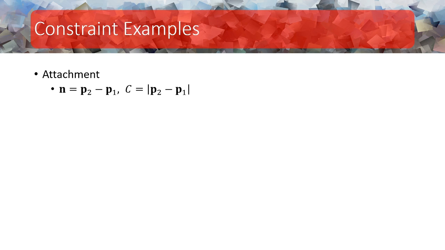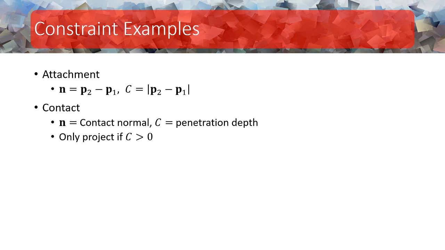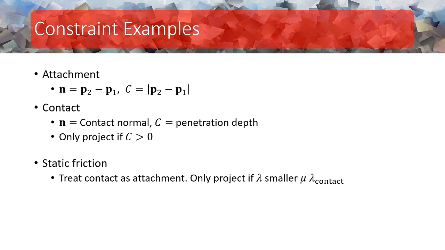For a contact, we set n to be the contact normal and c to be the penetration depth, and we project only if c is larger than zero. To handle static friction is easy too. We simply treat the contact as an attachment, but only project if lambda is smaller than the lambda we used for the contact times the static friction coefficient.